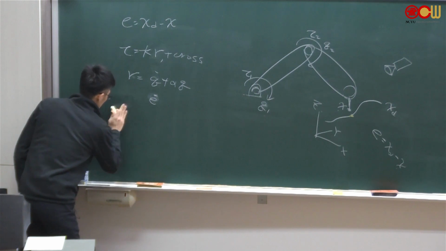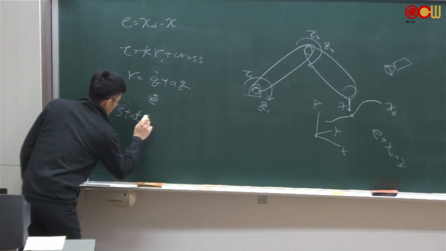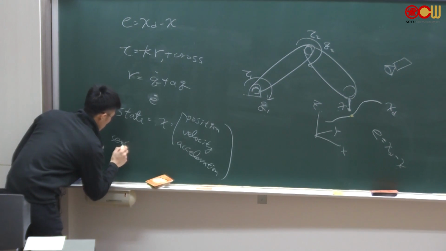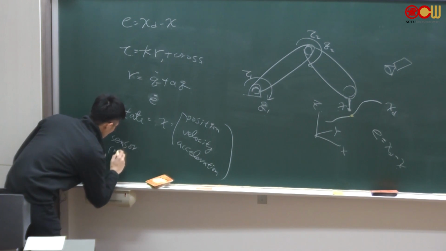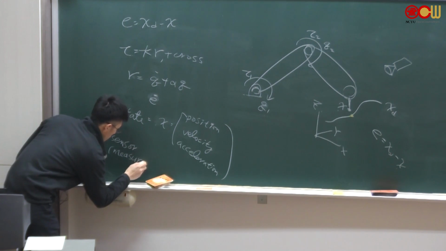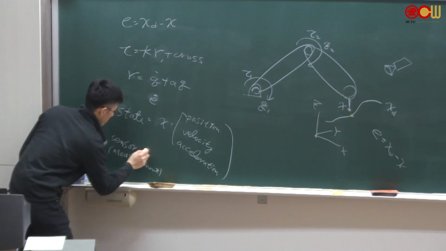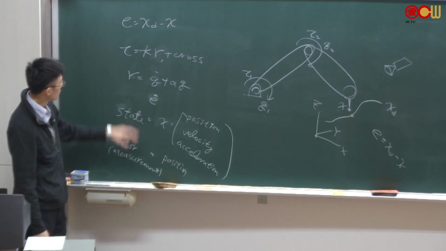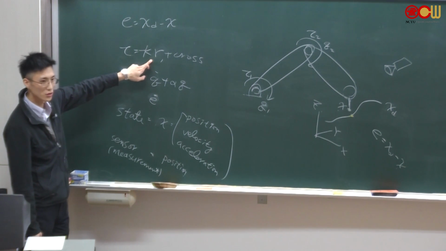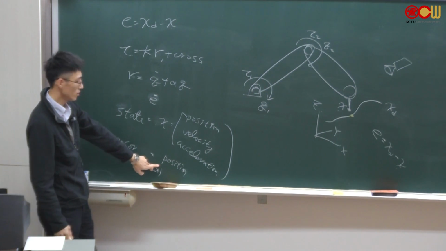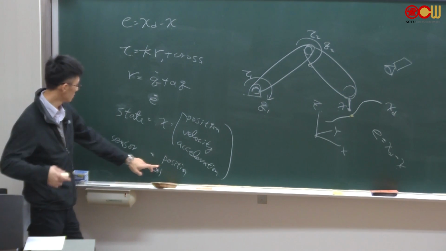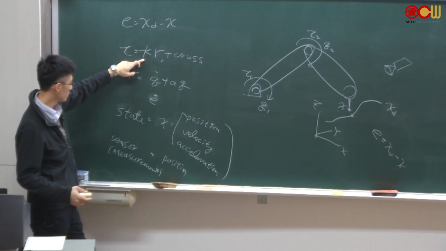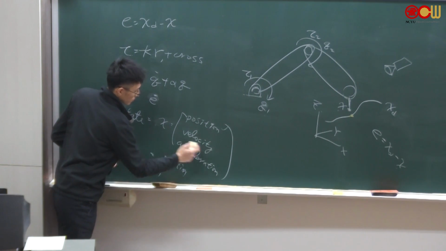In other words, your state could be position, but your sensor or measurement only measures the position. But in your control, you require both position and velocity error. What you know is only the position error. So you cannot use sensor information directly to do control. Okay, you need to somehow estimate not only position but also velocity.